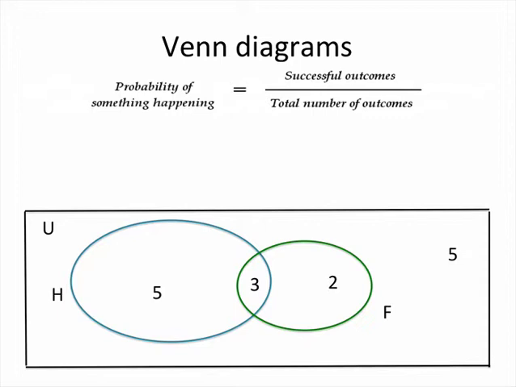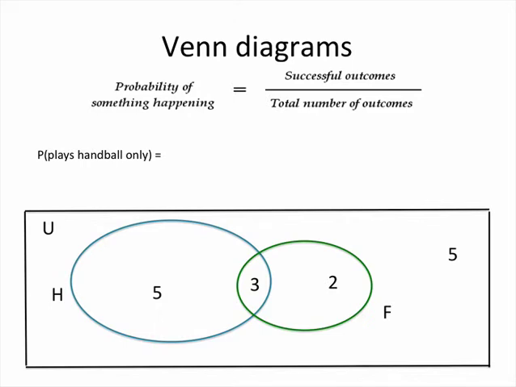So for example, if I select someone at random from these 15 students, what's the probability that they play neither handball nor football? Well, how many successful outcomes would there be? There's 5 possibilities. 5 students don't play either. So the number of successful possibilities is 5. The total number in the study is 15. Total number of outcomes, 15 possibilities. So the probability of one person that I select at random not playing either handball or football would be 5 divided by 15.